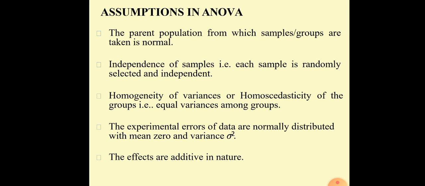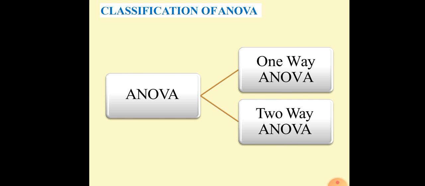Assumptions in ANOVA. First, the parent population from which sample groups are taken is normal. Independence of samples, that is, each sample is randomly selected and independent. Homogeneity of variances, that is, equal variances among groups. The experimental errors of data are normally distributed with mean 0 and variance sigma square. The effects are additive in nature.